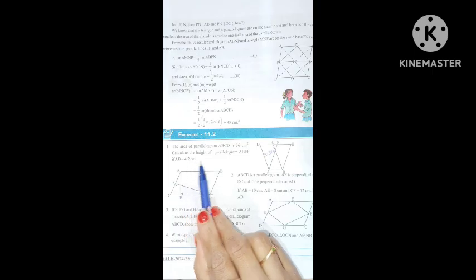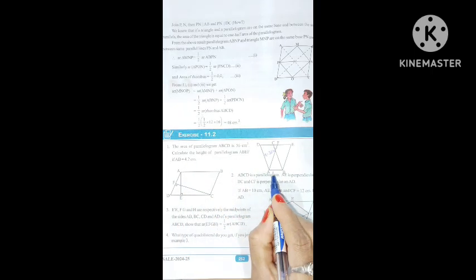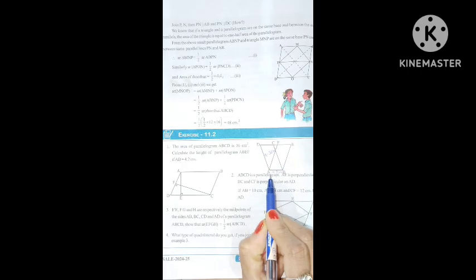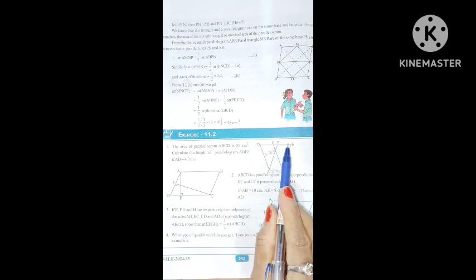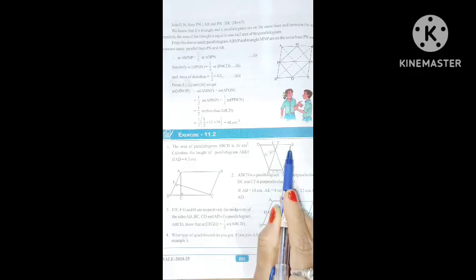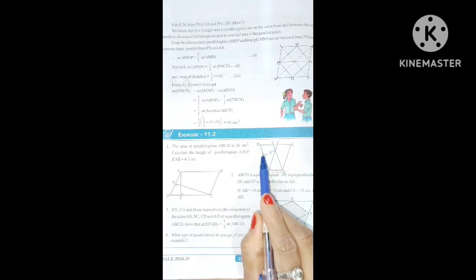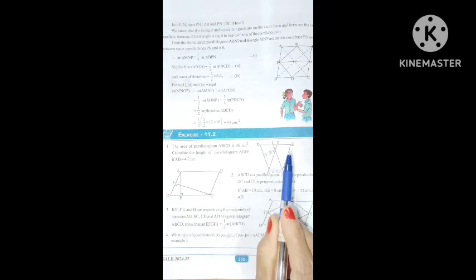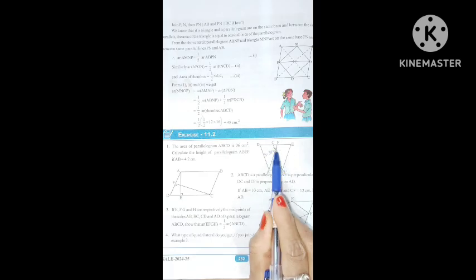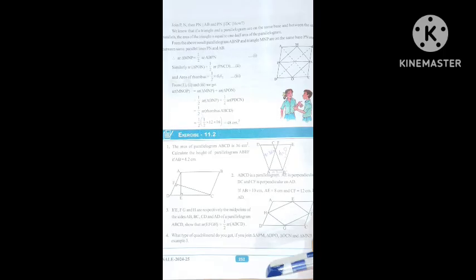And next, what is given? AB length is given, that is nothing but 4.2 centimeters. If the length 4.2 centimeters is given, then we have to calculate the height of parallelogram ABEF. Okay, ABCD area is given and one base length is given. We have to calculate the height of this parallelogram. This is the question explanation.